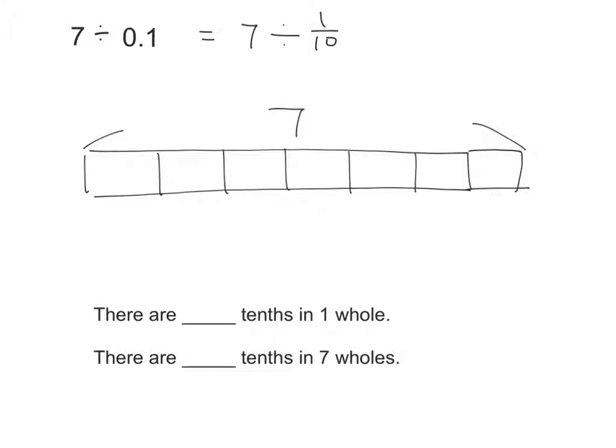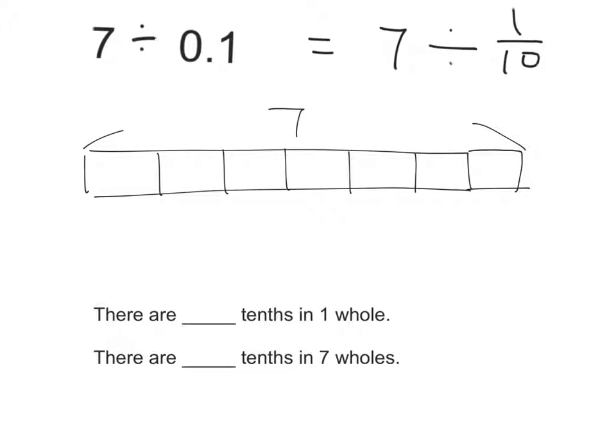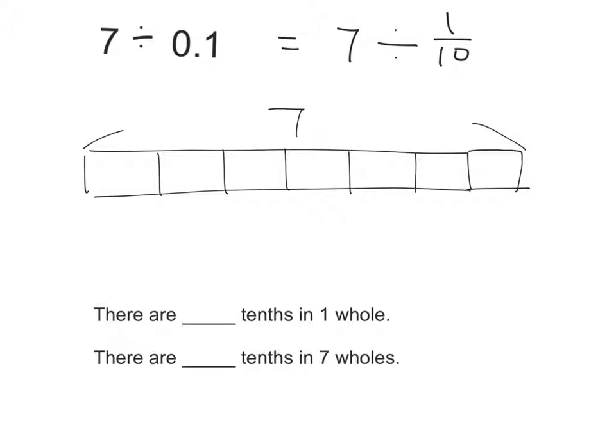So, the first thing I want you guys to write down is the problem, which is 7 divided by 0.1. Do you guys agree that that's the same as 7 divided by 1/10? Yeah. Okay, so go ahead and write that equivalent. That 7 divided by 0.1 is the same as 7 divided by 1/10.